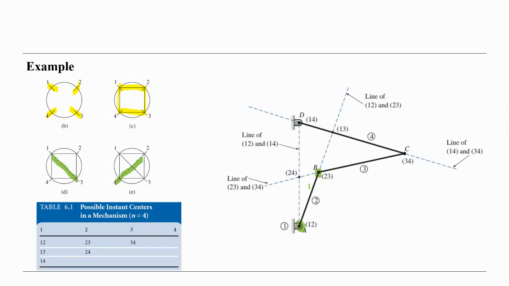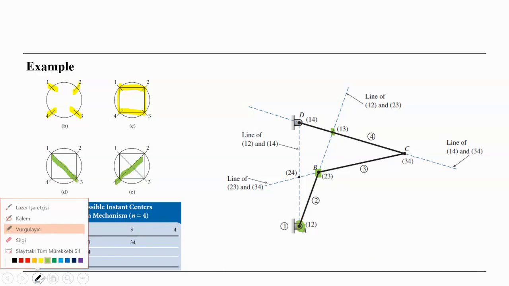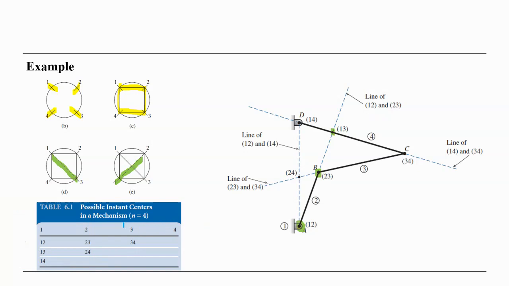And the other one is 1,3. So 1,3 and 2,3, and this is here. So let's use the other triangle, and use this color here for that. And this is okay.